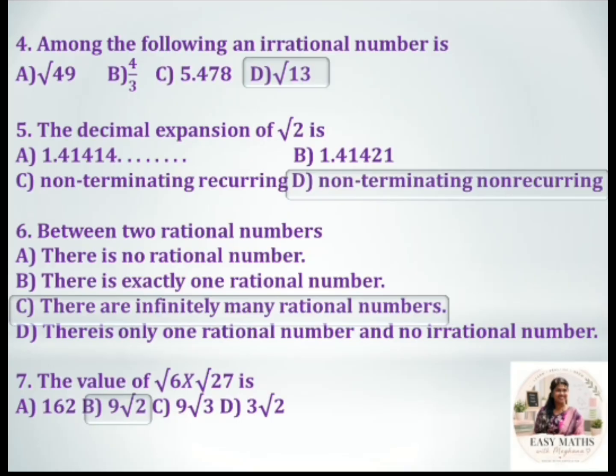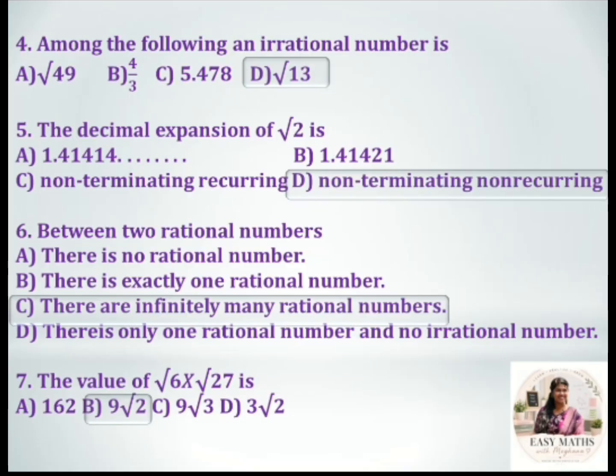Question number 5. The decimal expansion of root 2 is. If you solve root 2, you will get an irregular form of the number. Therefore, it is the example for a non-terminating, non-recurring number. Non-terminating, non-recurring number means after the decimal point, the numbers are repeating in irregular order. That's why it is called non-terminating, non-recurring numbers, which is a type of decimal expansion.